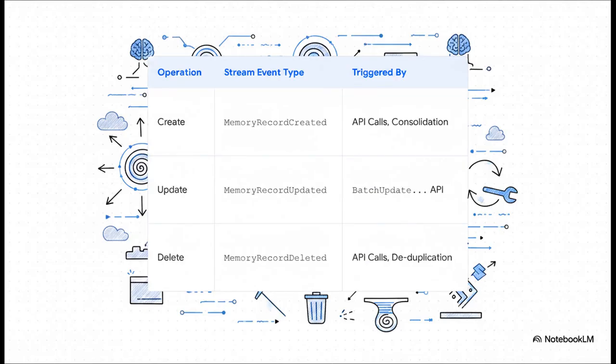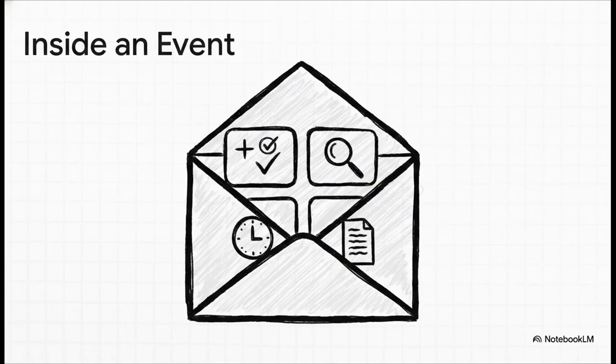Now, what's really cool about this is just how specific these events are. You get a memory record created event, whether a record gets made from a direct API call or from some automatic behind-the-scenes memory consolidation. You'll see a memory record updated for any modifications and memory record deleted when something's removed or deduplicated. You know exactly what happened. No guesswork involved. And the notification itself, it's packed with useful stuff. It tells you exactly what happened, which specific record was affected, precisely when it all went down, and this is a big one. It can optionally include the full text of the memory record, so you can have all the information you need in one single neat little package.